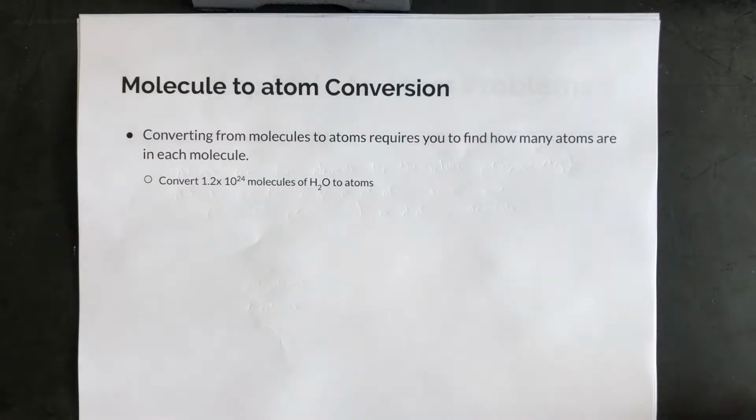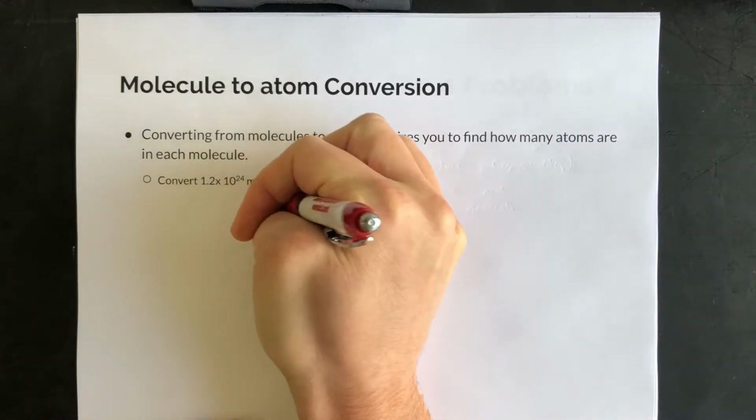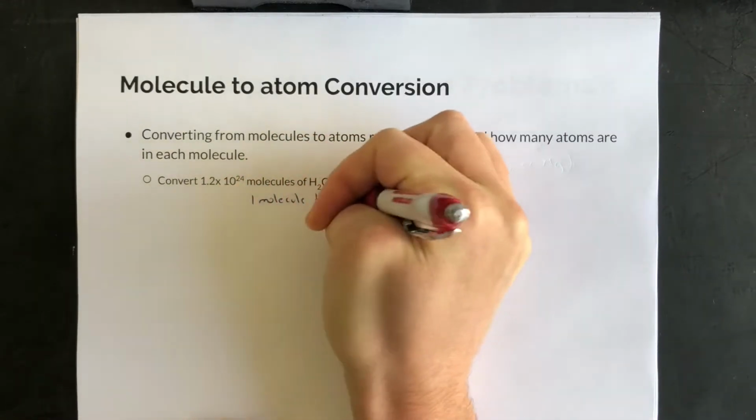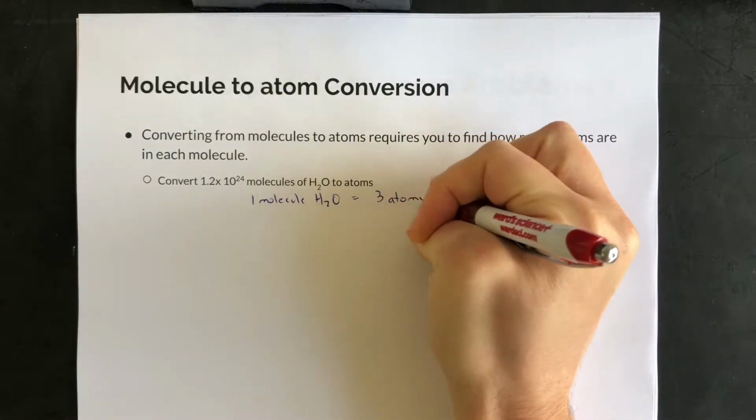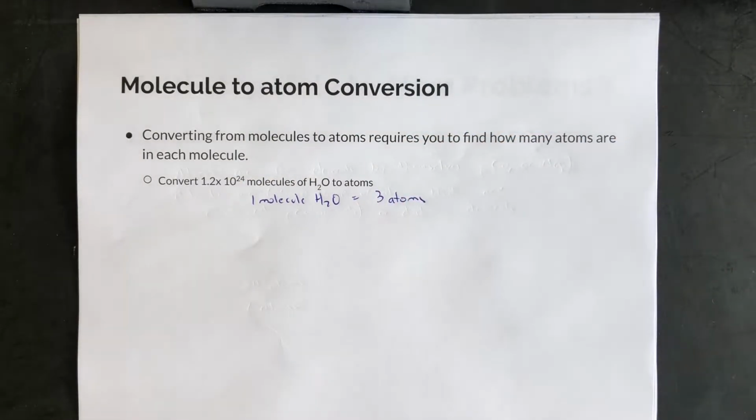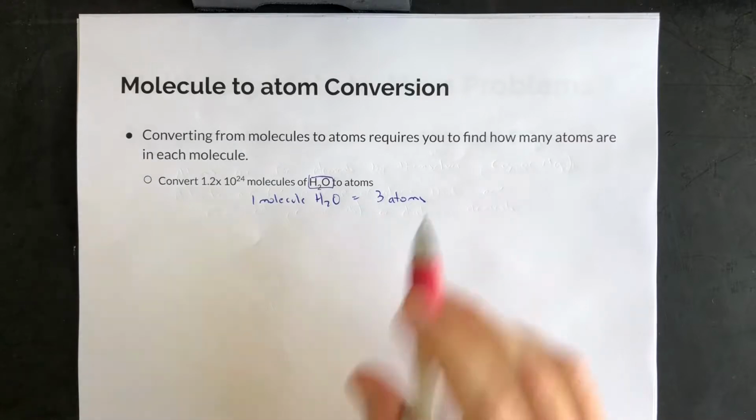So what a problem would look like is you're being asked to convert 1.2 times 10 to the 24th molecules of water to atoms. So the first thing you need to do is figure out what is a molecule of H2O. One molecule of H2O contains 3 atoms. So that's going to serve as our conversion factor. That's going to change depending on the substance you're dealing with. So if it's H2O, it's 3. But if it's some other substance, your number of atoms is going to be different. So this is our conversion factor.